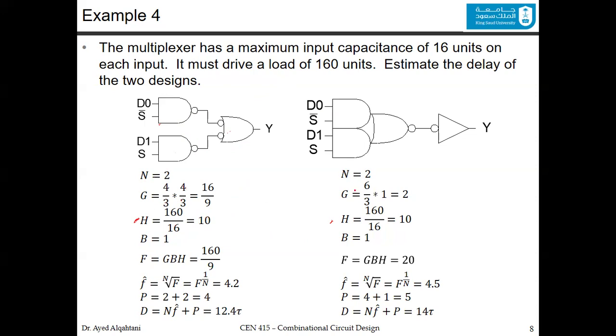So let's move to the next design. Again, two stages. This is the first stage. This is the second stage. Notice that this is a compound circuit. So now we have two stages. The logical effort for this one is 6/3. How do we know it? Because we actually had this design before.